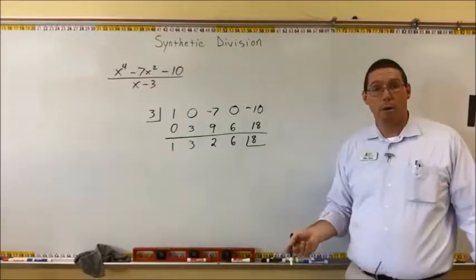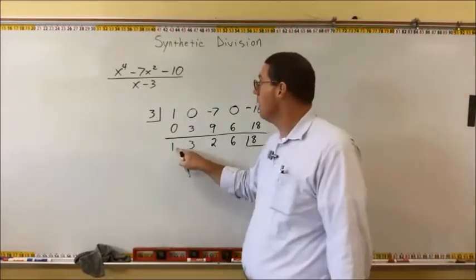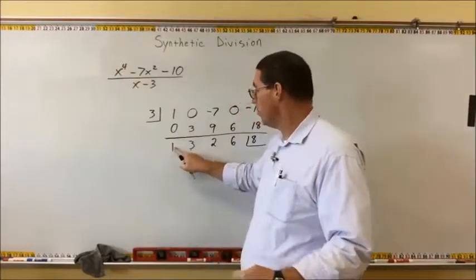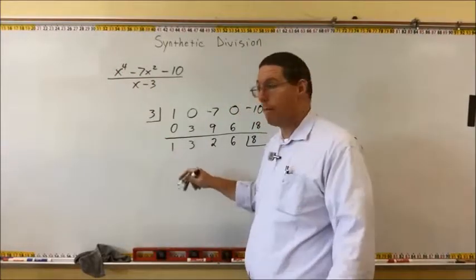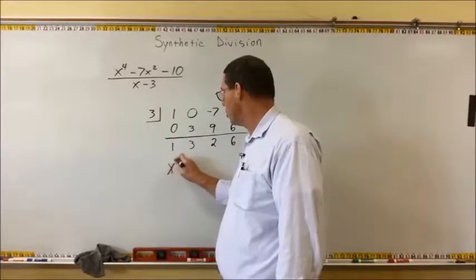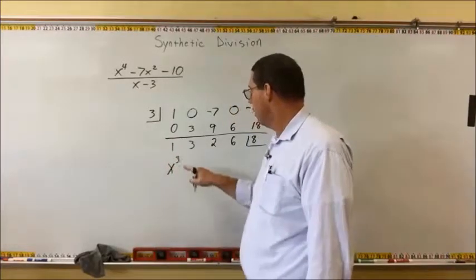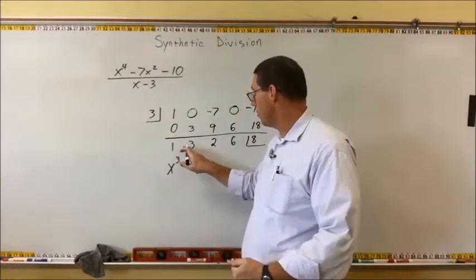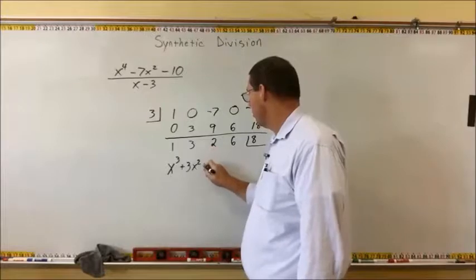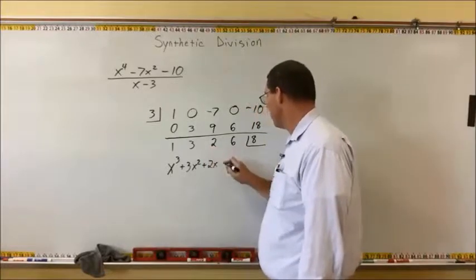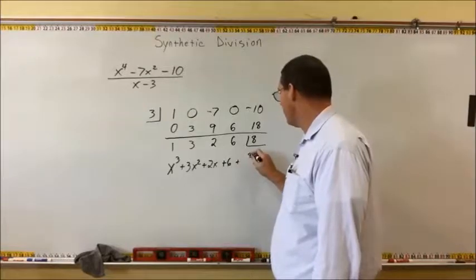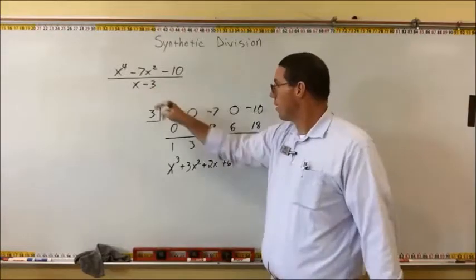Now we just go back to our original problem. What was the highest power up here? 4. So this is going to be to the third power, 1 power less. So this is 1x to the third power, or just x to the third power. Go down in powers now. So now we have plus 3x squared, plus 2x, plus 6. We have a remainder of 8, so it's plus 8 over x minus 3.